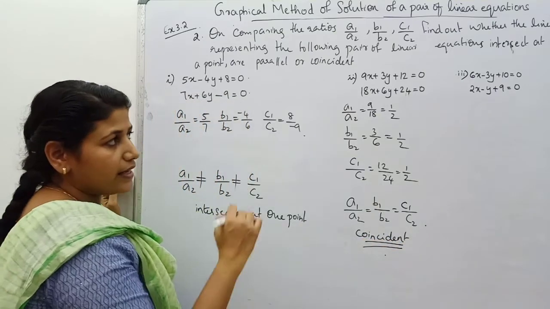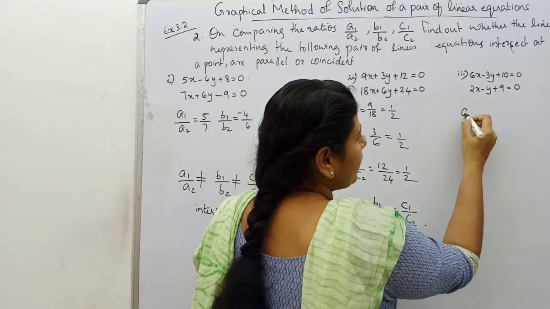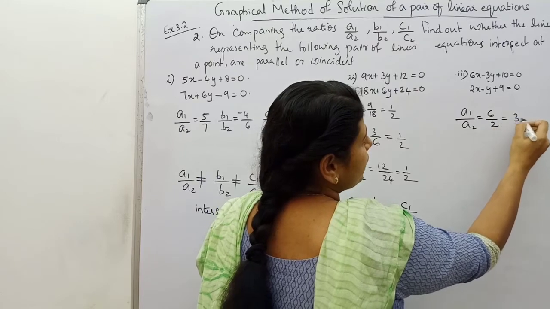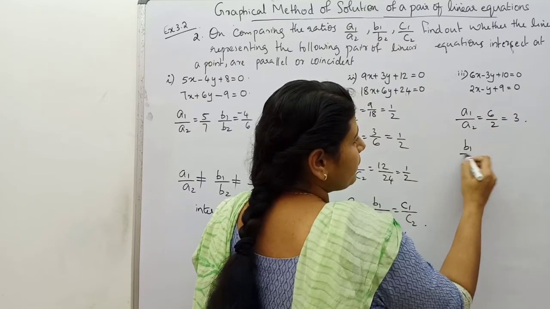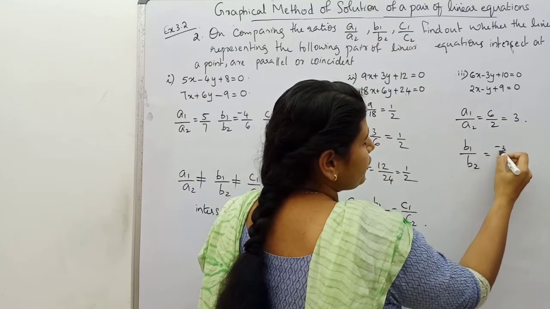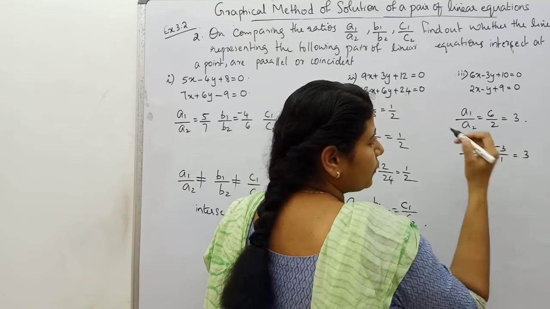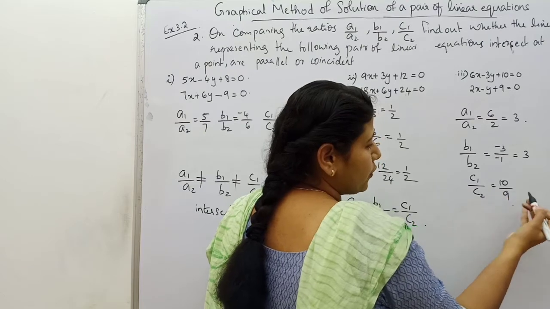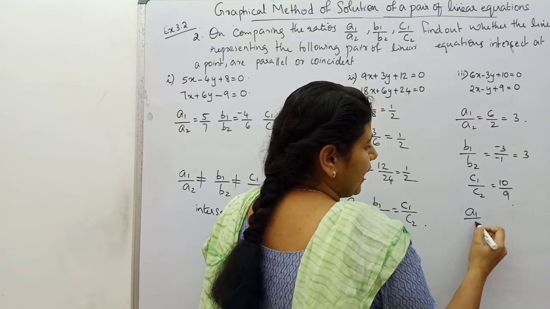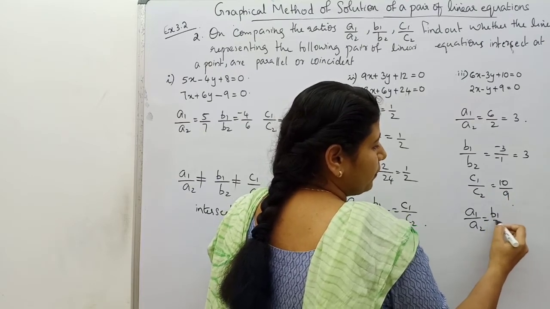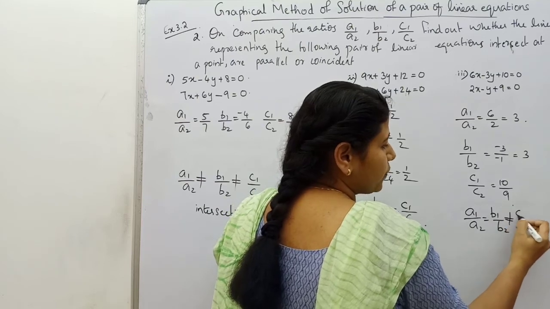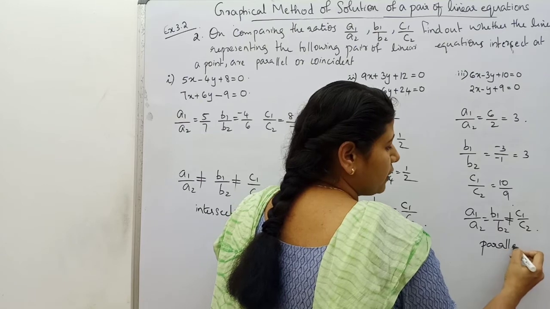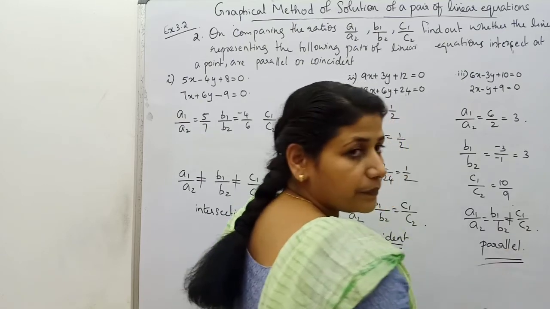Okay, the last one. Here a1 by a2 is 6 by 2, which is 3. b1 by b2 is negative 3 by negative 1, which is also 3. And c1 by c2 is 10 by 9. So we have got a1 by a2 equal to b1 by b2 not equal to c1 by c2. So they are parallel, no solution for this equation. Okay.